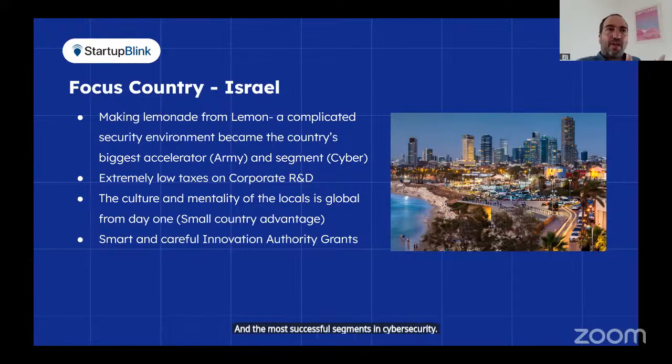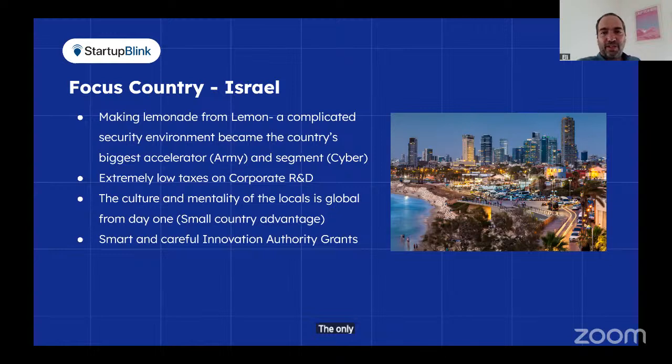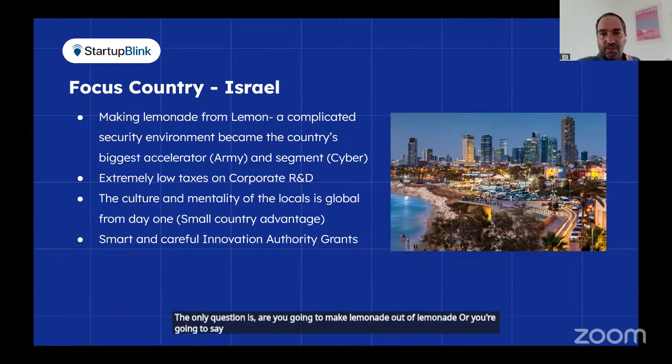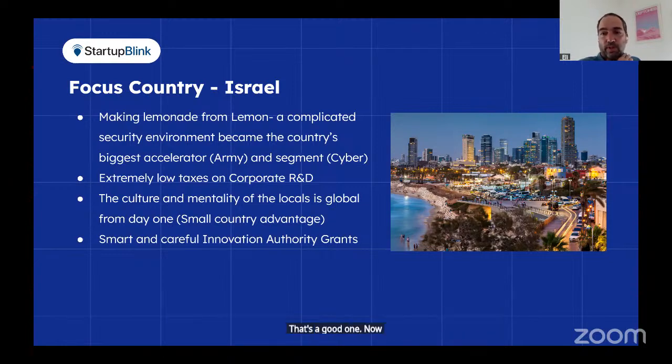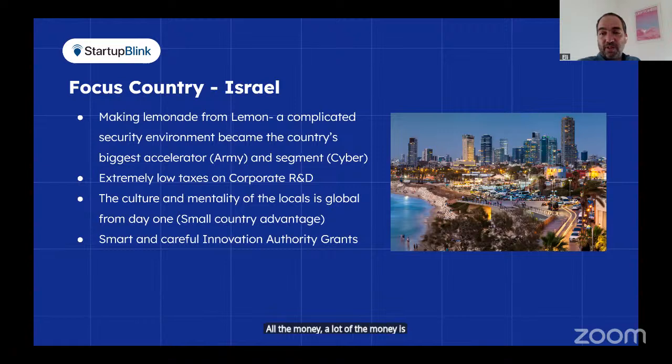So the idea is that every country and city faces disadvantages and problems. The only question is, are you going to make lemonade out of lemons? Or are you going to say, because of the lemons, I can't be successful? That's a good one. Now, I do want to tell you, the economy of Israel has transformed because of startups. A lot of the money is arriving from startups. Just 3 days ago we sold a company for $32 billion. Imagine the impact of that.